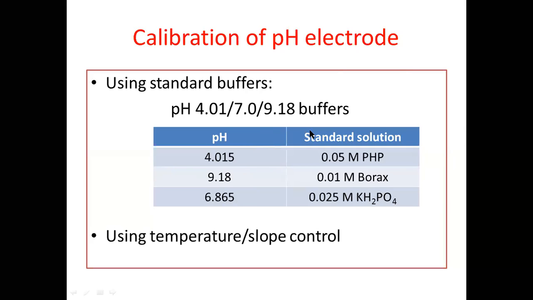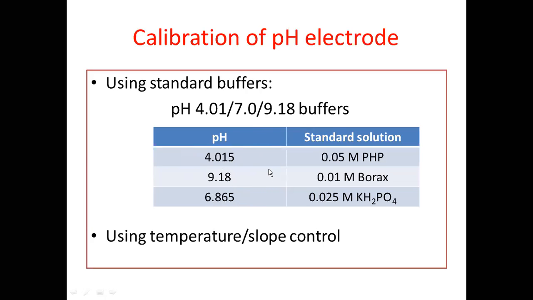If you want to measure the pH of the unknown, and if the unknown solution is acidic, you have to calibrate the pH meter with the acidic buffer. If the pH of the unknown is basic, you have to calibrate the pH meter with the basic buffer. So you immerse the pH electrode into the standard buffer, adjust the pH knob so that the accurate pH must be displayed by the pH meter in such a way that 4.015 or 9.18 or 6.865.